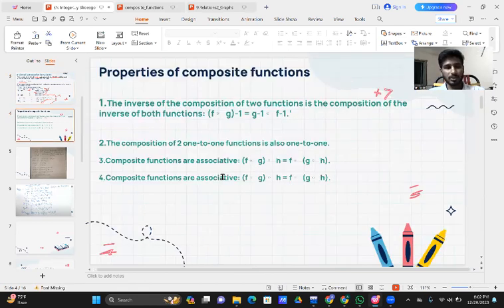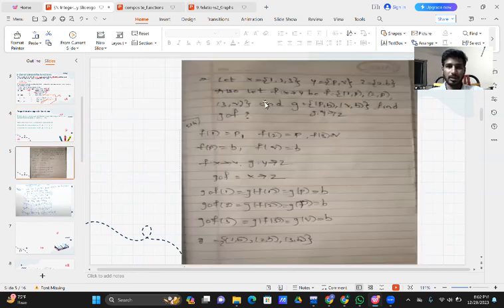So the properties of the composite function. I earlier said that the properties of the composite functions are very important to solve the problems because they directly ask whether this function follows the commutative law or not. The inverse of the composition of two functions is the composition of the inverses, means f composition g inverse equals g inverse composition f inverse. The composition of two one to one functions is also one to one, and the composite function is associative but not commutative. Don't forget this point.